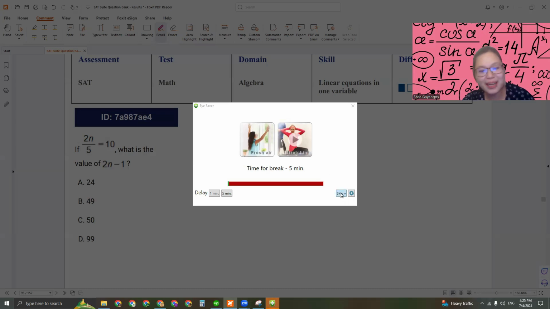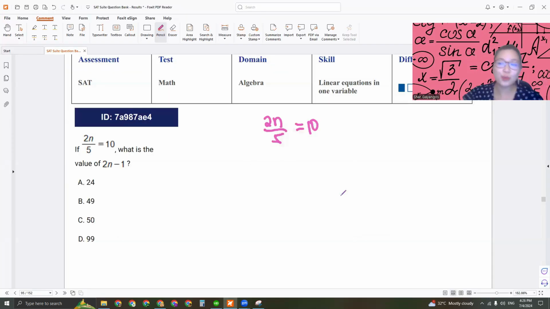Take a look at my iPad screen. I also recommend using Pomodoro timers when you are reviewing, especially when you're reviewing online using digital resources, so you can stretch, walk around, and rest your eyes, okay? I usually follow that if I'm not doing videos like this. All right, let me show you method 1 first.